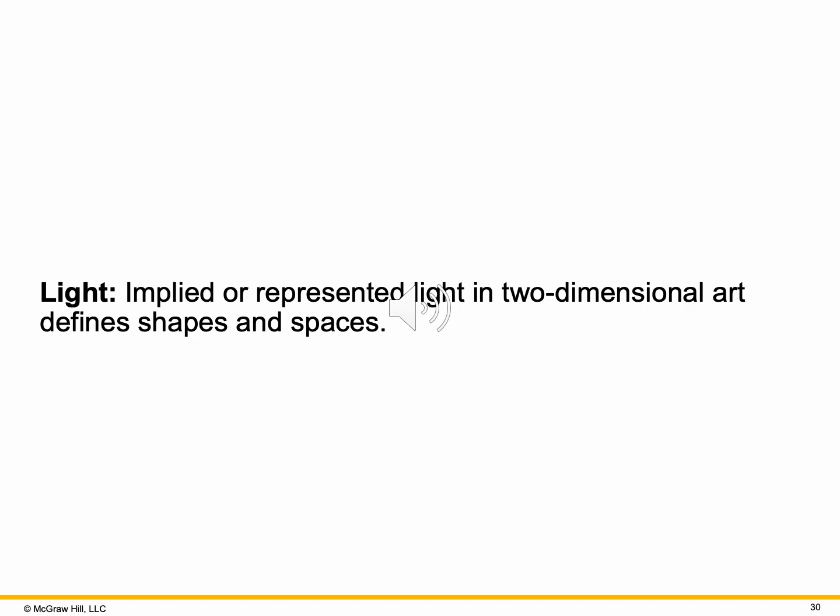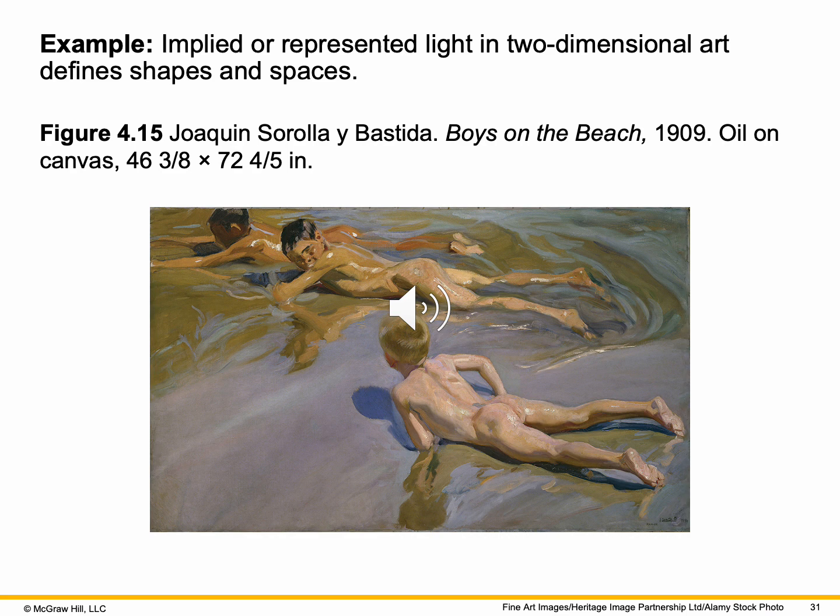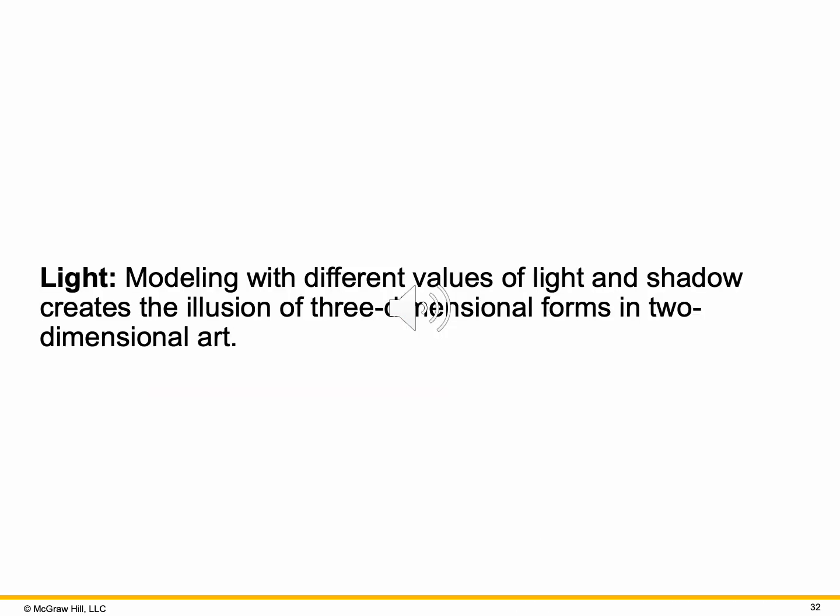Light. Implied or represented light in two-dimensional art defines shapes and spaces. Light. Modeling with different values of light and shadow creates the illusion of three-dimensional form in two-dimensional art.